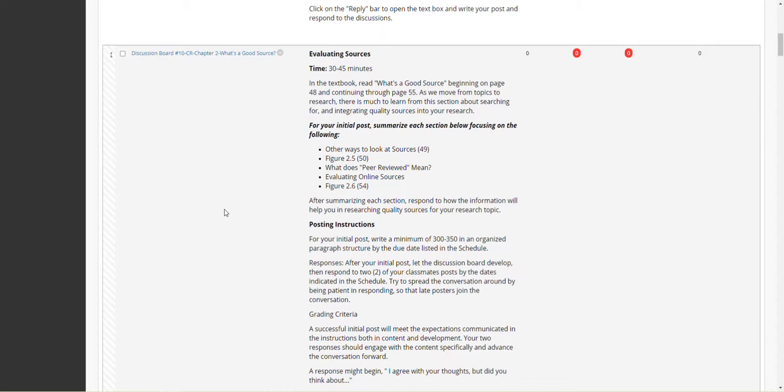In the textbook, read "What's a Good Source," beginning on page 48, continuing through page 55. So the idea here is for you to summarize each of the sections listed there: other ways to look at sources, figure 2.5, what does it mean, what does peer review mean? Evaluating online sources is always an important section you want to focus on, and then figure 2.6 on page 54. That is the flowchart for authored and unauthored sources.